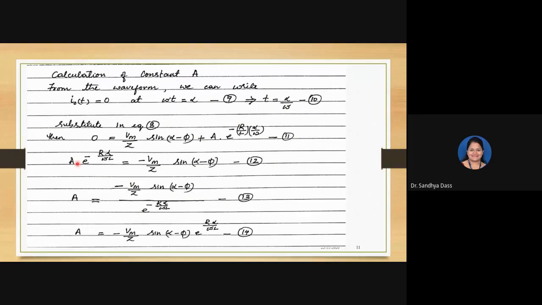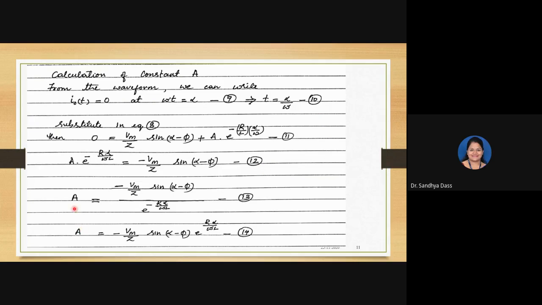So taking this constant term to the left hand side, we want to calculate the value of A. So A into e to the power of minus R by L into alpha by omega, that is the term taken here, is equal to minus Vm by Z sine alpha minus phi. Call this equation 12.